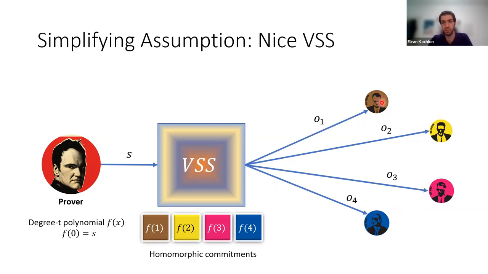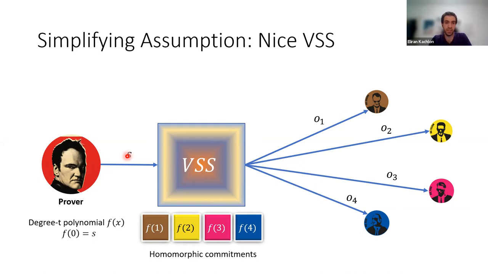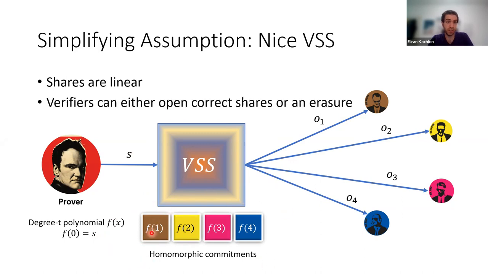Okay, so now every verifier knows exactly one share of the secret S. And just like in Shamir secret sharing, you can show the t verifiers have no information about the secret, but t plus one can recover the secret. And I am using homomorphic commitments, which means that this secret sharing scheme is linear.